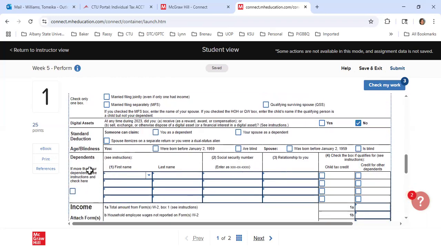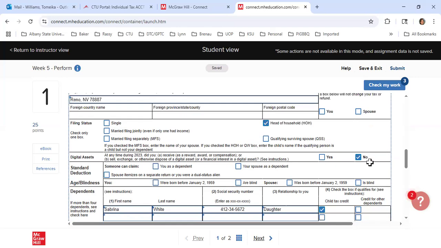As far as the dependent is concerned, it's Sabrina for the first name. Last name is White. Social is 412-345-672. The relationship to the taxpayer, this is her daughter. And we're going to check the box for child tax credit. And because this is a traditional dependent, they're not considered to be other. Now, once you have all of the preliminary information, please let me know in the chat, and then we'll move down to the income section.